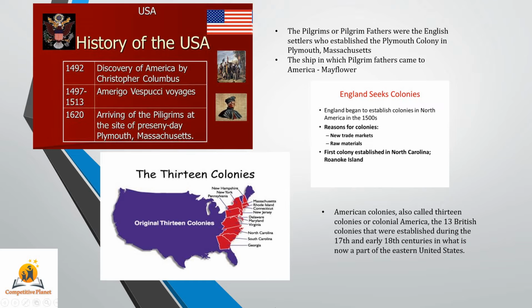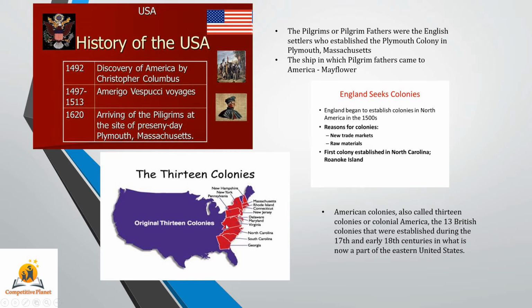And you can see there are around 13 colonies established on the eastern coast of North America by England. A few of the colonies are New Hampshire, Maryland, Virginia, Massachusetts, Rhode Island, Connecticut, New Jersey, Delaware, North Carolina, South Carolina, Georgia, Pennsylvania, and New York. These are the 13 colonies established by England.